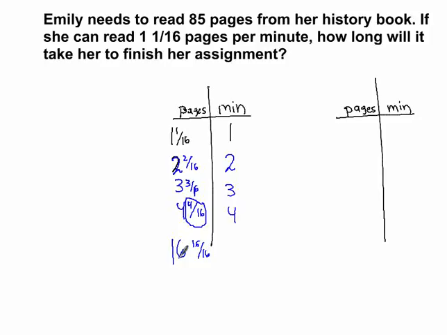So, and it would continue at this rate. So in 16 minutes, or we can think about multiplying by 16, we would be at 16 16/16. Well, that 16/16 is a whole. So what this really means is 17 pages in 16 minutes. And that's the unit rate. It's 17 pages in 16 minutes, or 16 16/16. But right here, 16/16 is a whole page.